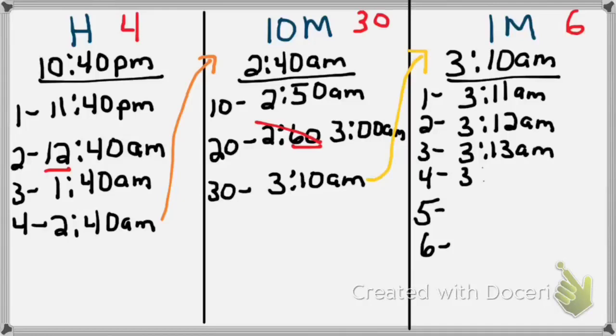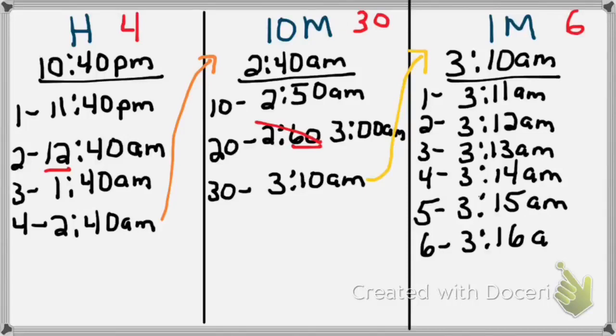1 minute after that is 3:14 a.m. 1 minute after that, 3:15 a.m. 1 minute after that, 3:16 a.m. So I've finished all of my 6 minutes. I know that my end time is 3:16 a.m.